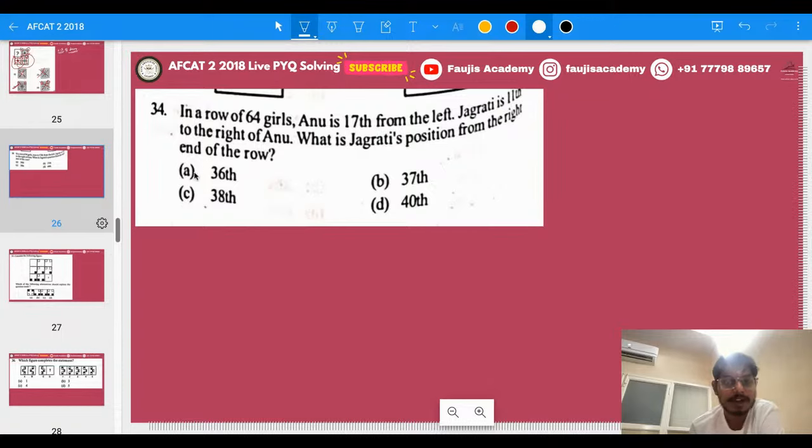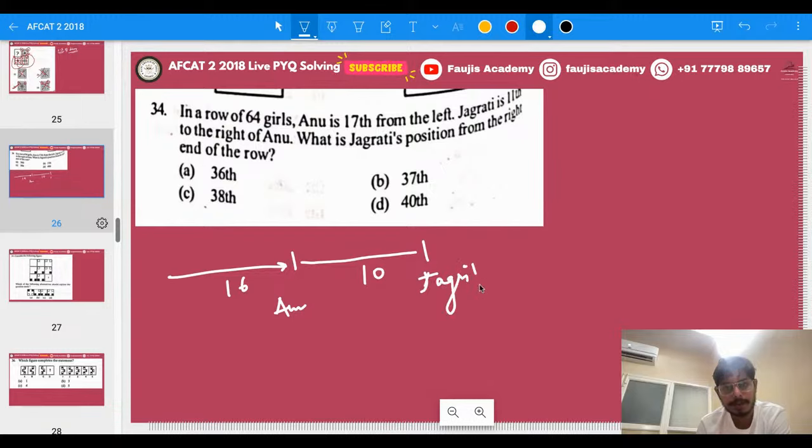Yeah. So in a row of 64 girls, Anu is 17th from the left. And Jagriti is 11th to the right of Anu. Like 16 girls are here, 17th is Anu. After that, there are like 10 girls in between. That means this is Anu, and this is Jagriti, guys, right?